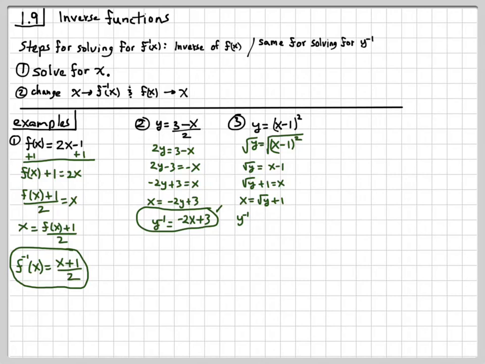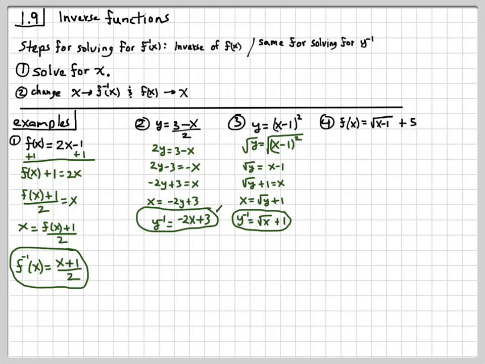So step number 2, once again, is to change the x to the inverse. So y inverse is equal to, and let's change the y to x, and we get y inverse is equal to radical x plus 1, and that is the inverse.